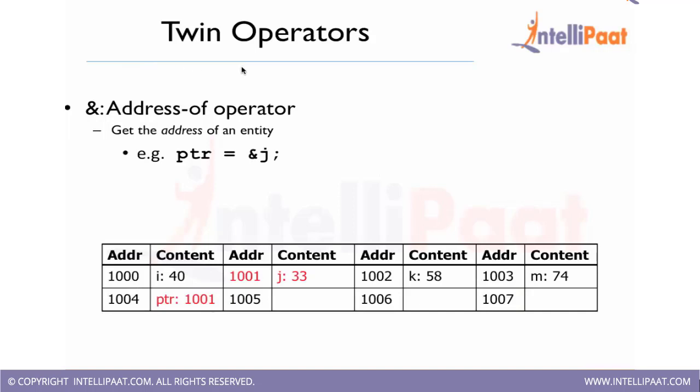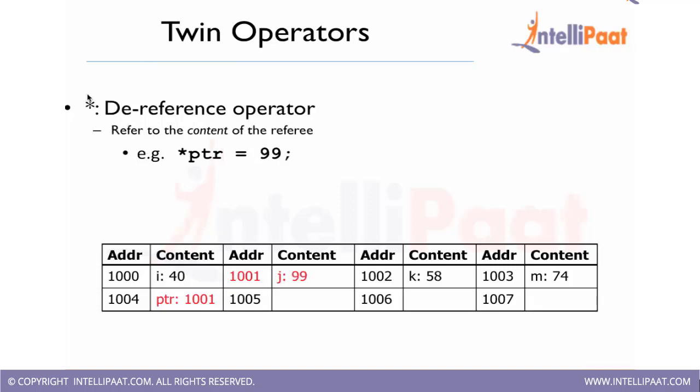So let's revisit what ampersand and star are. Ampersand and star are called twin operators in pointers. Ampersand is nothing but the address-of operator. How am I interpreting ampersand? Ampersand gives me the address of anything to the right of it. So here ptr = &j. What will ptr be storing? ptr will be storing the address of j. Say the address of j is 1001. So ptr is storing 1001.